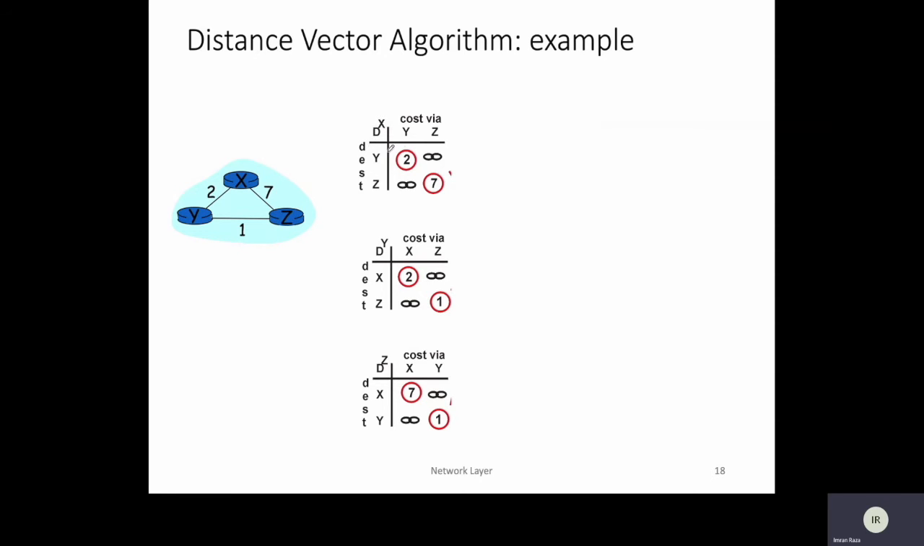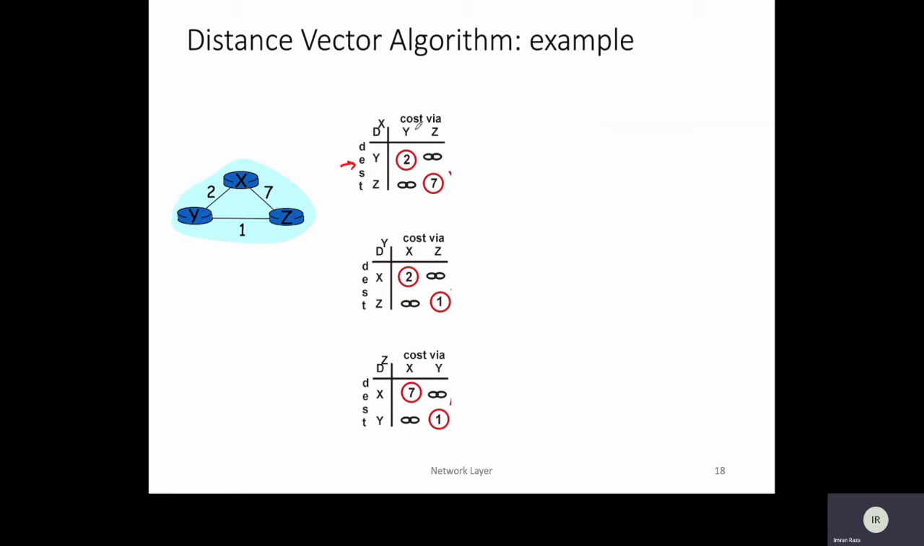So every node has its own distance vector table. Let's try to understand what the distance vector table represents. This table of X has rows and columns, where the rows represent the destination, whereas the columns represent the neighbor or via.